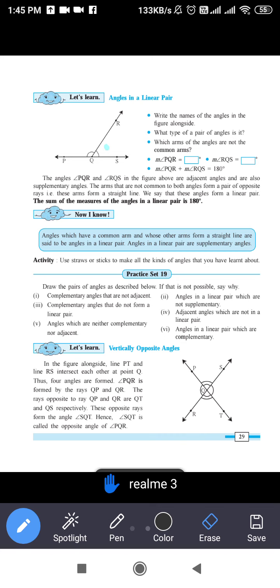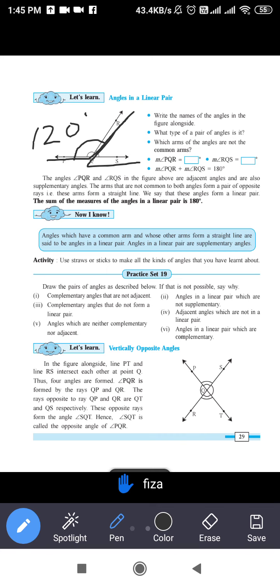Now, if you measure angle PQR, what do you have to do? Measure it properly with the help of the protractor. Now if you measure angle PQR, you will get the measurement, suppose for example 120 degrees. Now RQS, you will measure approximately, and you will get 60 degrees.